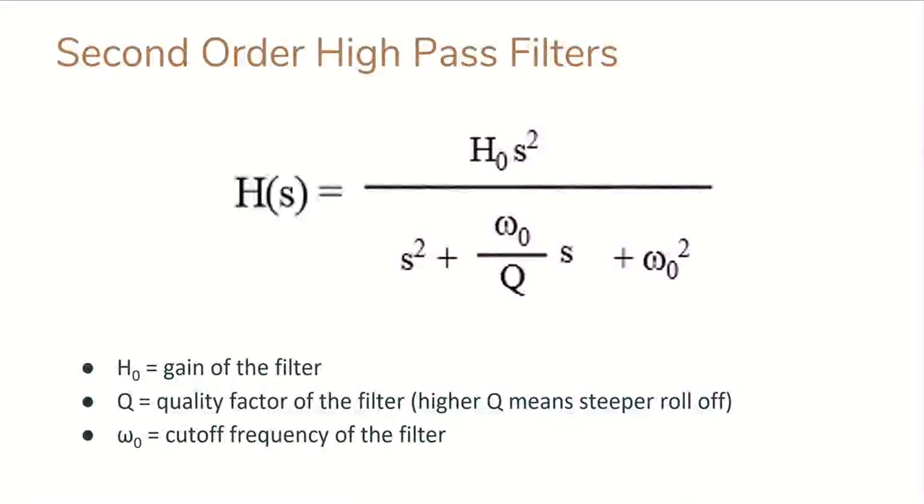In this function, H naught is set as the gain of the filter, and omega naught is the cutoff frequency again. And the limit of this function as omega approaches 0 is 0, and the limit of this function as omega approaches infinity is H naught.